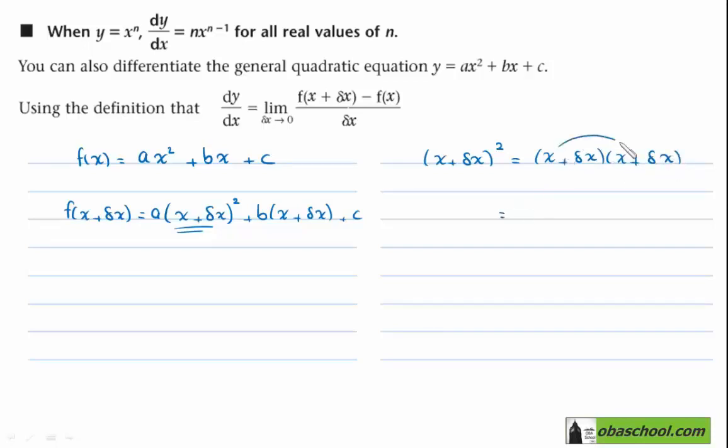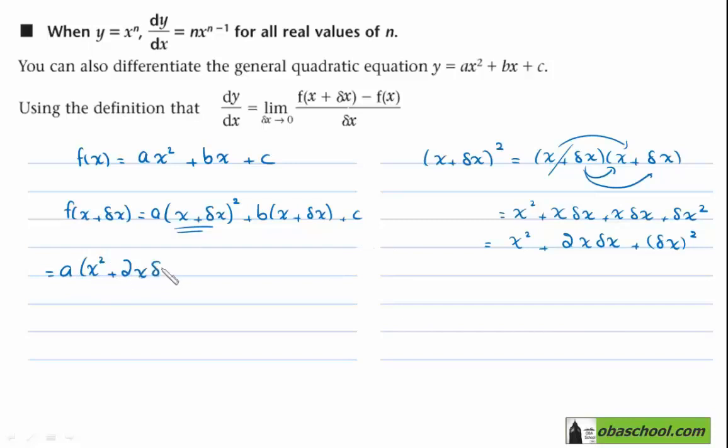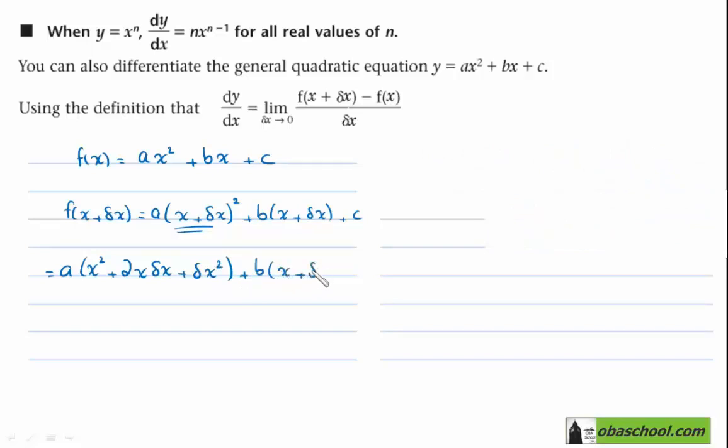We can split the first term: x multiplied by x is x squared, x multiplied by delta x is x delta x, delta x multiplied by x is x delta x as well, and delta x multiplied by delta x is delta x squared. This is going to be equal to x squared plus 2x delta x plus delta x squared. Let's substitute it in f of x plus delta x. It will be a multiplied by x squared plus 2x delta x plus delta x squared, plus b multiplied by x plus delta x, plus c.